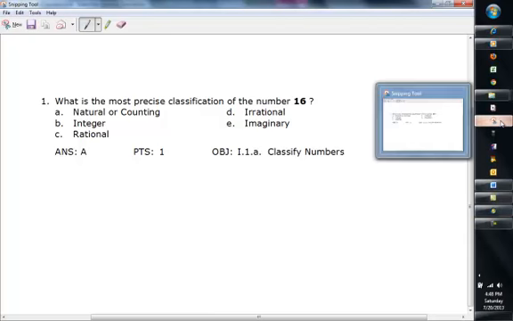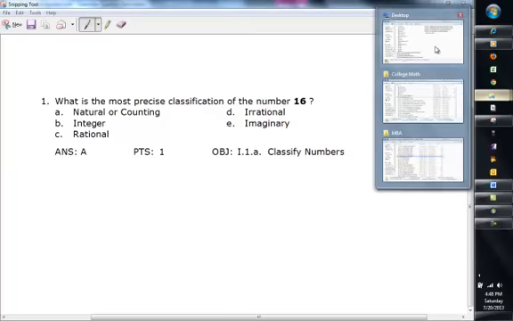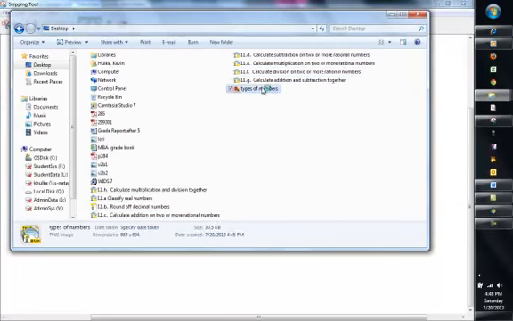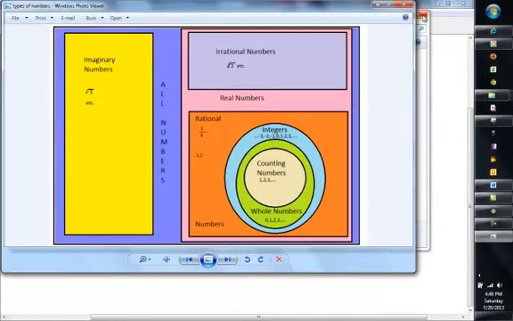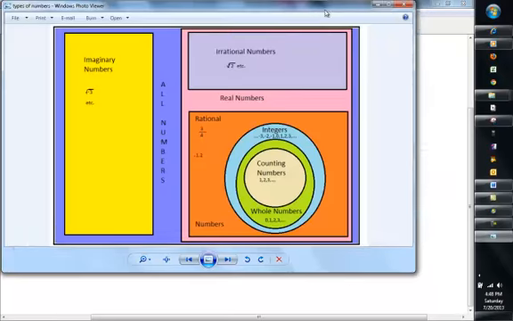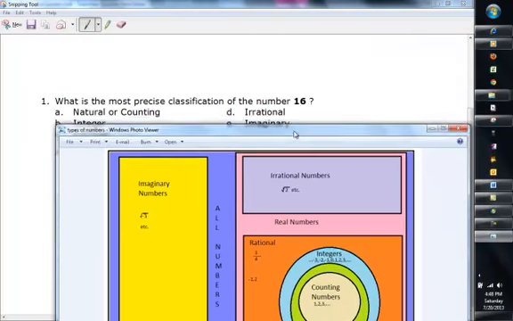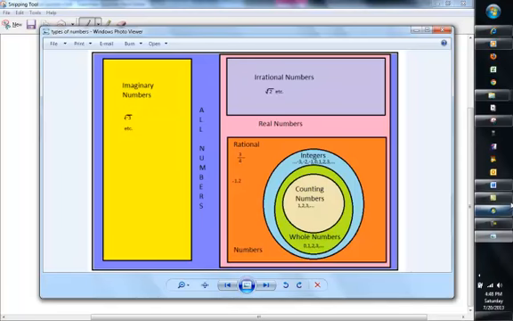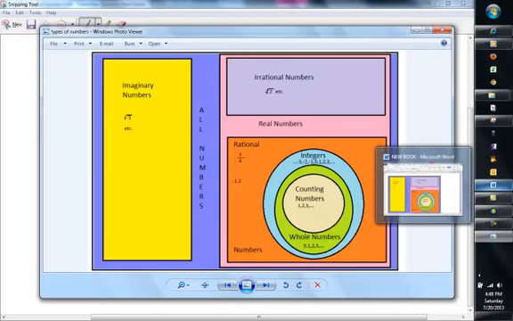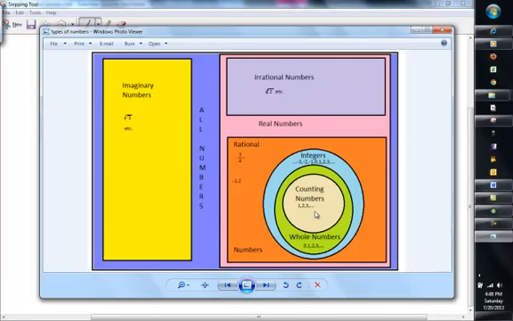I took this chart from your textbook, and it shows the different types of numbers. And the number 16, where does that fit? Well, on this chart, the number 16 is a counting number, and so we would put it in the category right here on counting numbers.